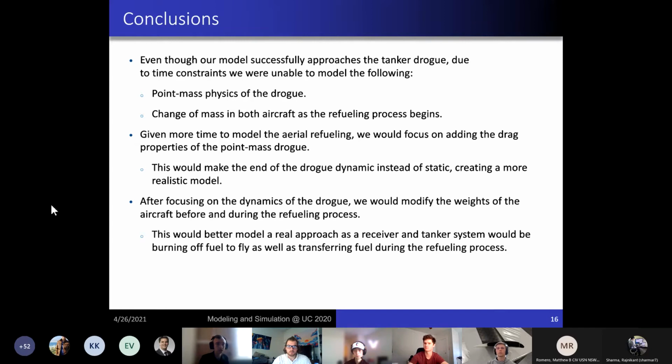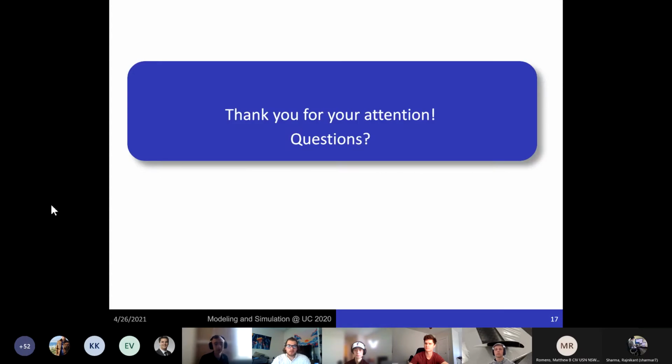Also mentioning in there as well, both aircraft are burning fuel and are also transferring fuel. So there is some mass distribution that changes during the autopilot phases. So we wanted to factor that in as well. But overall, we were able to accomplish the model that we looked for. And next slide. We will open the floor to questions.